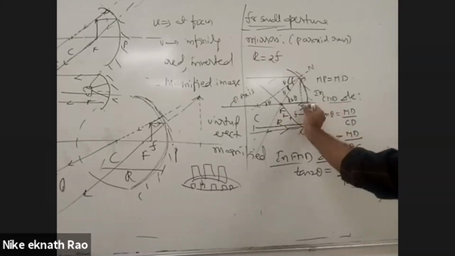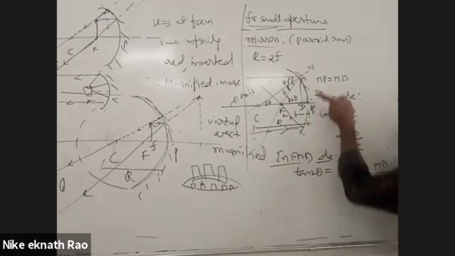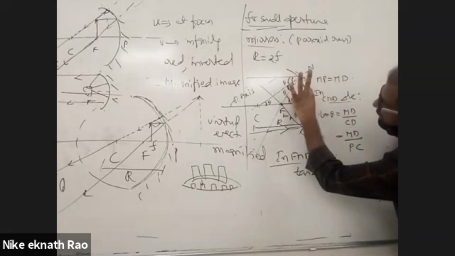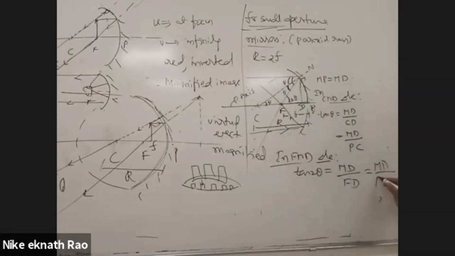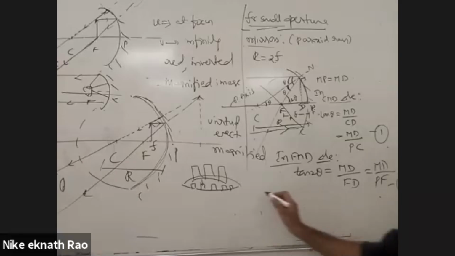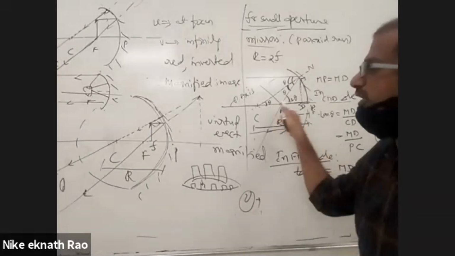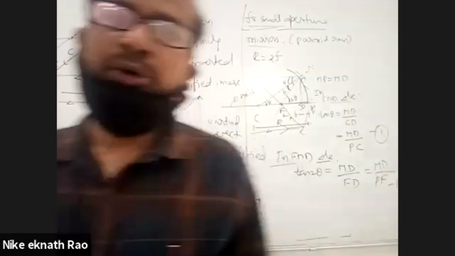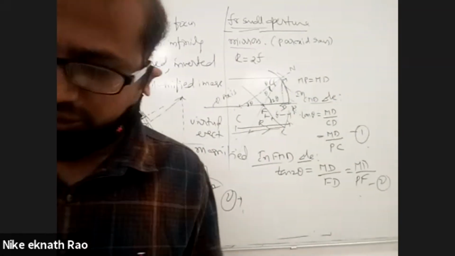Since the perpendicular is very small, P and D will coincide, so FD is equal to FP, as you wish. This is equation 1 and this is equation 2. For small aperture, the angles are very small, because we are talking about paraxial rays. Angles are very, very small.